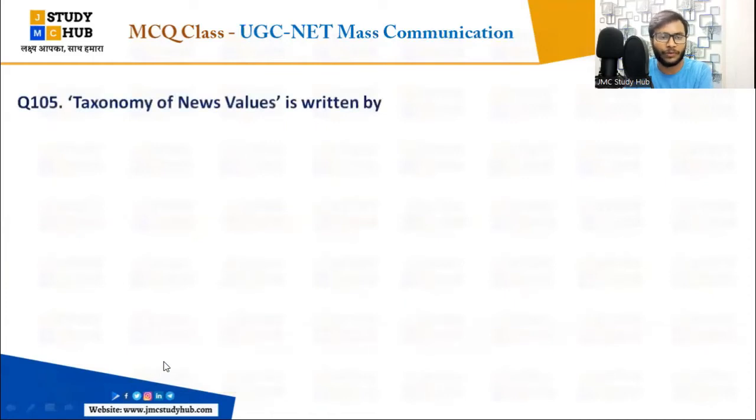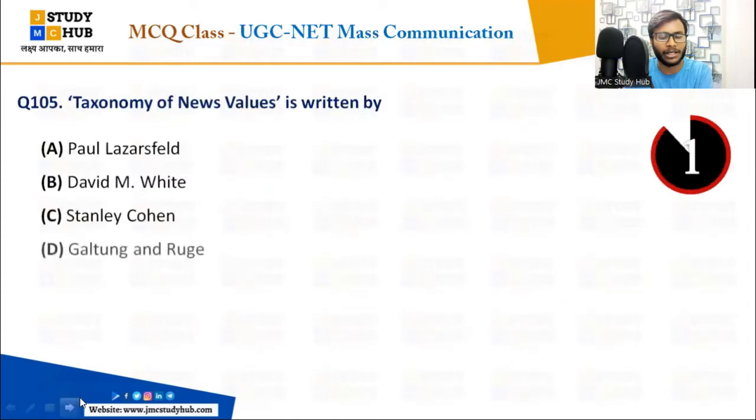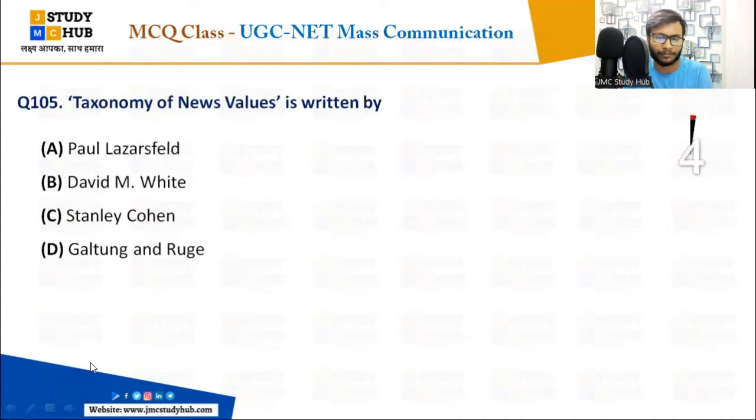Taxonomy of the news values is written by, is anybody there that can answer? Paul Lazarsfeld, David M. White, Stanley Cohen, and D, that is Galtung and Ruge. Everybody.